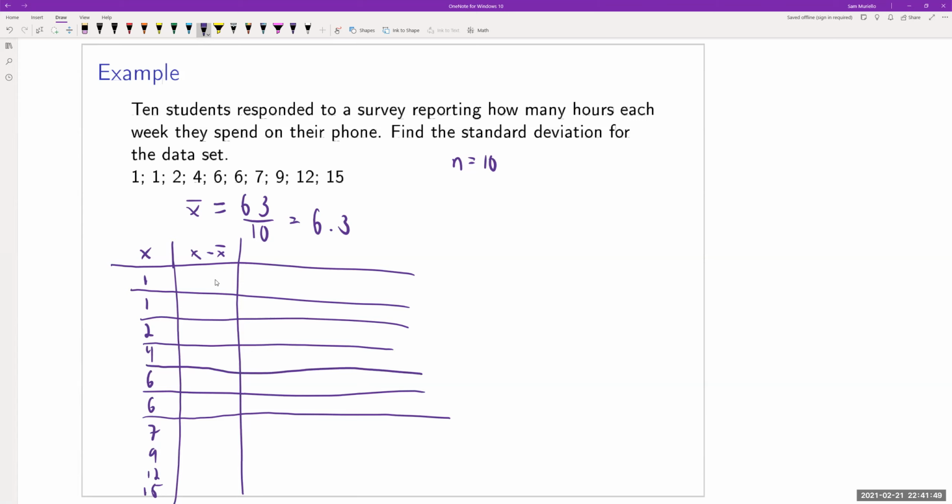So for example, 1 is -5.3 below. -5.3, -4.3, -2.3, -0.3, -0.3. Then I've got 0.7, 2.7, 5.7, and 8.7.